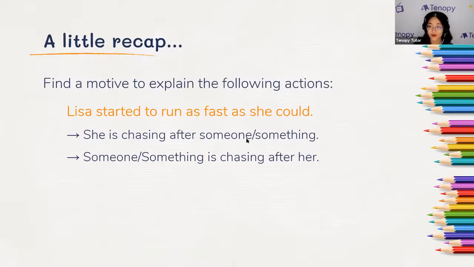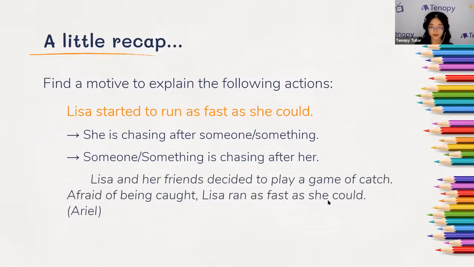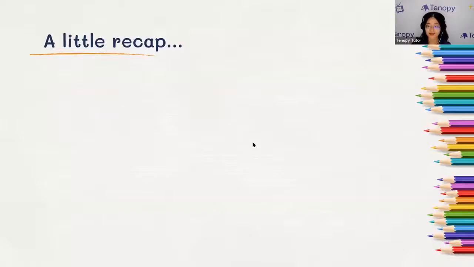Let's look at an example provided by our friend Ariel. Ariel said: Lisa and her friends decided to play a game of catch. Afraid of being caught, Lisa ran as fast as she could. This is a very good example. I have shortened it and cleaned it up a bit, but this is your idea, Ariel. They're playing catch and she does not want to be caught, so she ran as fast as she could. Perfect answer. Any other motives would be acceptable given that it's logical. Please do not have aliens chase after her, or let her chase after Superman, because these things aren't really real.